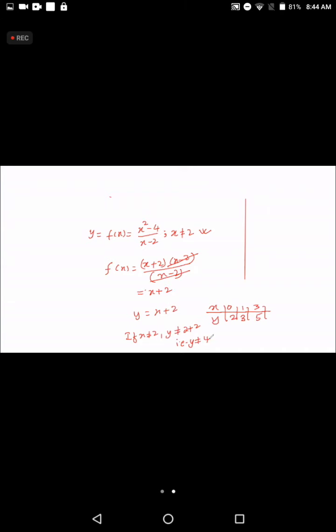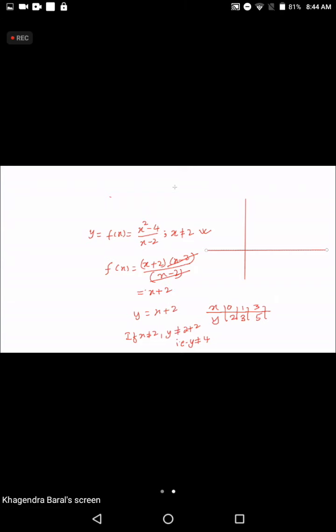यसको ग्राफ ड्रा गर्नु पर्यो भने हामीलाई x को भ्यालु 2 होइन भन्यो भने y को भ्यालु पनि 4 होइन. त्यसो भए 2,4 भन्ने पोइन्ट यसको ग्राफमा पर्दैन भनेको. The point 2,4 doesn't lie on the graph of this polynomial function, that is a rational function.